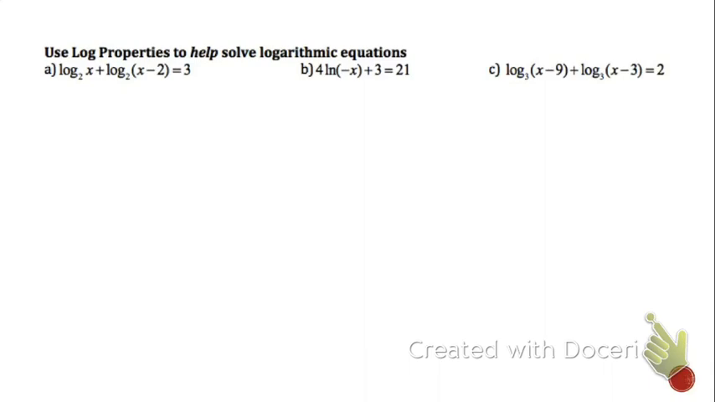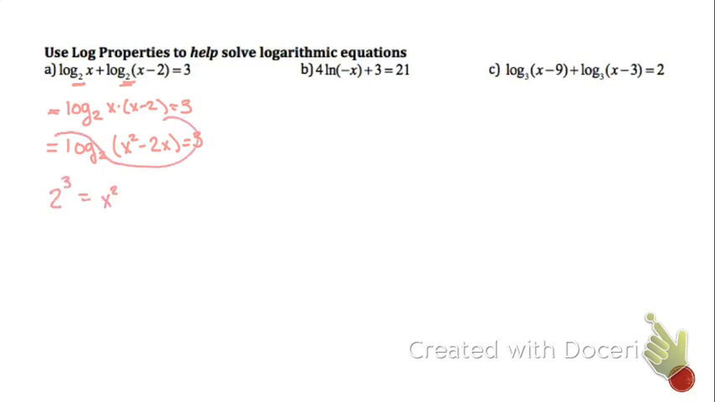All right, so we're using the log properties that we learned yesterday to help us solve logarithmic expressions. So my first step here is to notice that I've got 2 logs with the same base. So I can take those and rewrite them as log base 2 and then multiply the values inside. So I've got log base 2 of x squared minus 2x equals 3.